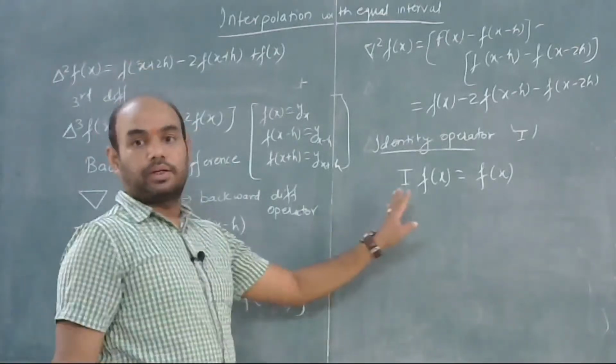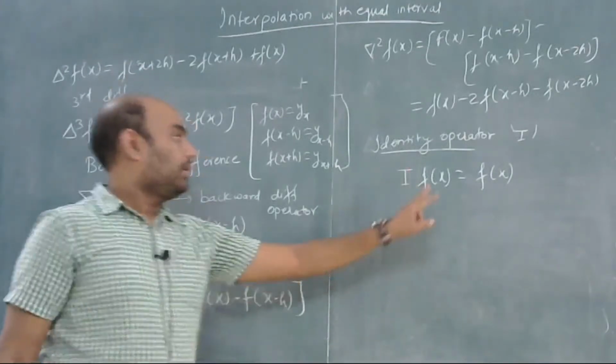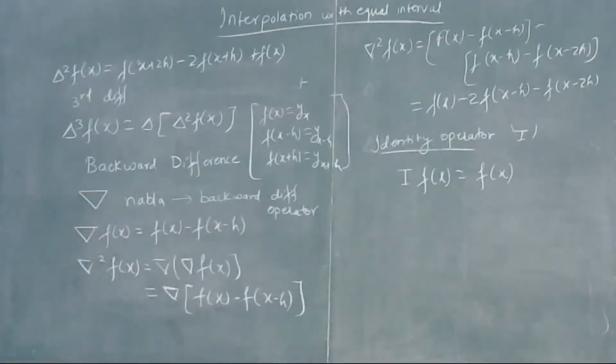So the identity operator here, I f of x is equal to f of x. Okay.